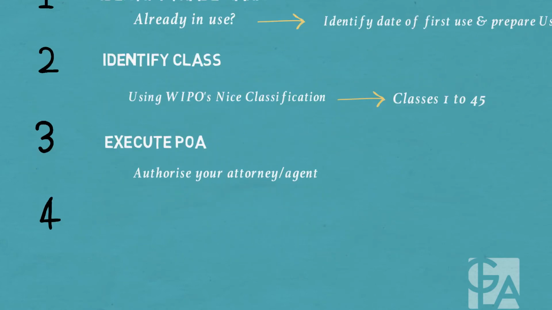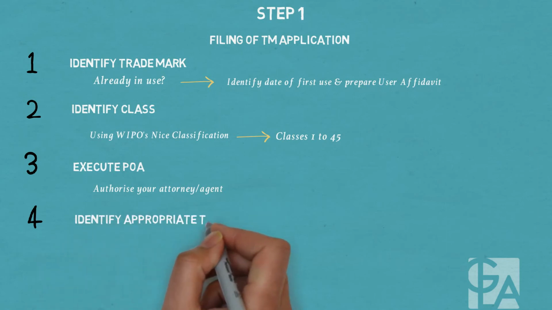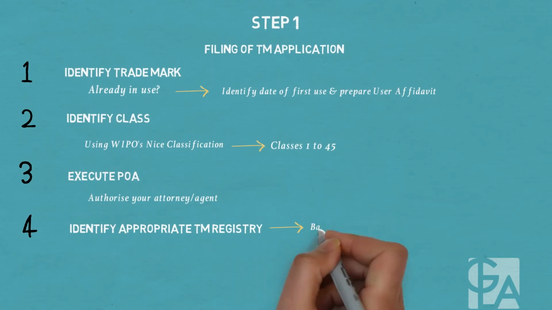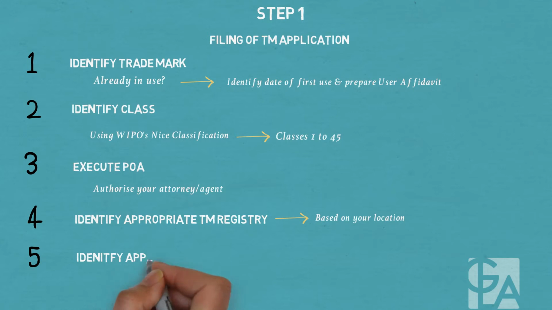There are totally 5 trademark registries in India. Based on the location of your principal place of business, the appropriate trademark registry must be chosen to file the trademark application. And finally, depending on the nature of the applicant, the appropriate fee has to be determined.